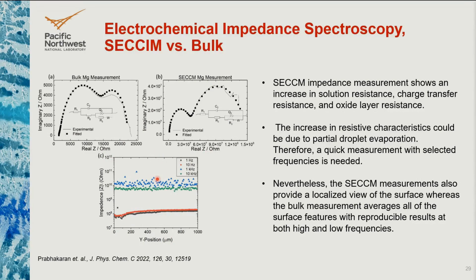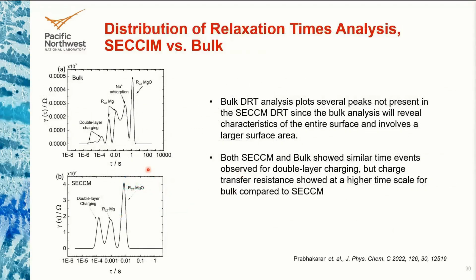But here, what we also observed is that there is an increase in the resistive component when you use the SECCM tip, probably due to partial droplet evaporation, and so a quick measurement is absolutely needed when we do the EIS measurement. That means you cannot do the entire frequency range, but you have to select the frequencies.